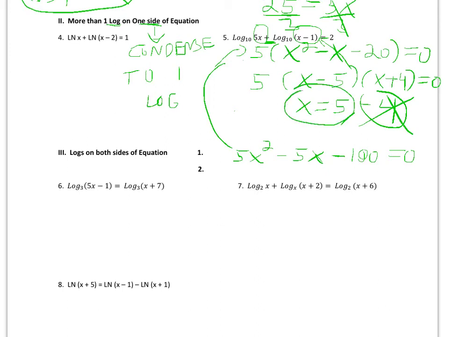Because if you plug 5 into these, you're still going to get positives. You're going to get log base 10 of 25, and here you get log base 10 of 4, because you do 5 minus 1. All right, the last part.